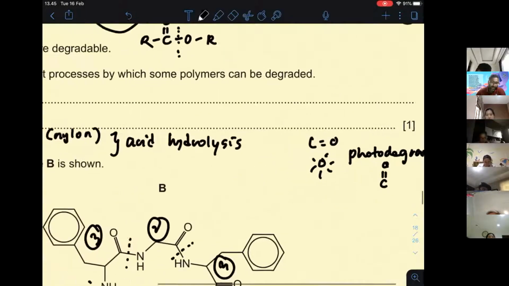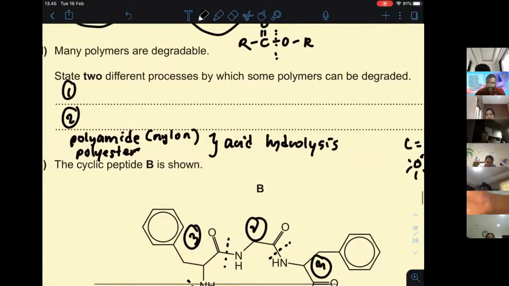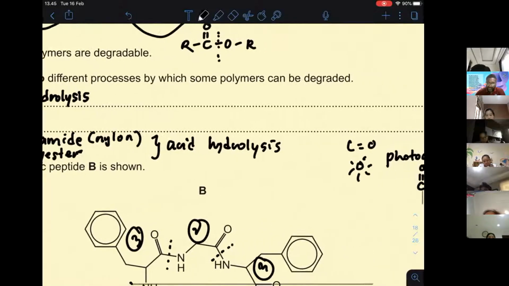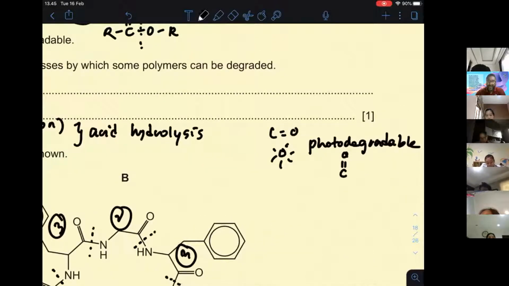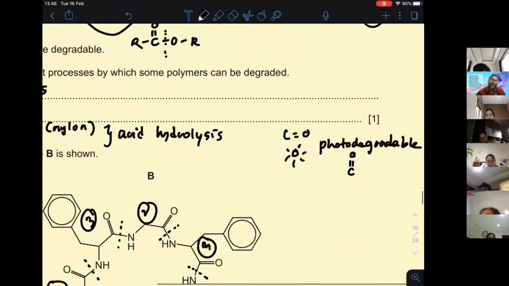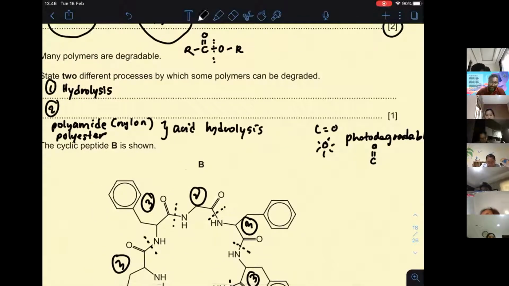So state 2 different processes by which some polymers can be degraded. One, you just say hydrolysis, no need to be specific because there is also basic hydrolysis and acidic hydrolysis, so hydrolysis will do. The second one is photodegradable, you can say by using sunlight or UV light.